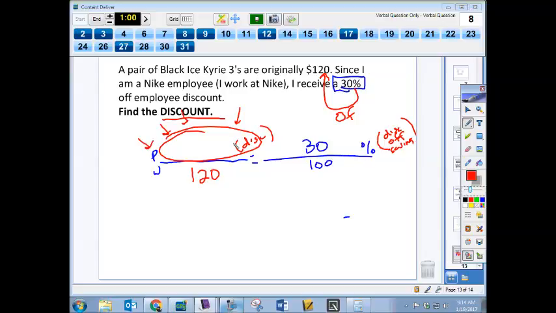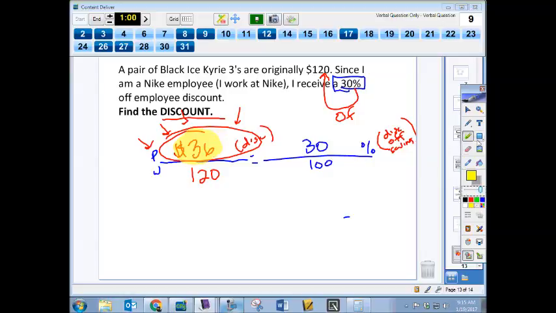So you had to cross, multiply, and divide. 30 times 120 is 3,600. 3,600 divided by 100 is going to give me $36. That right there is the discount. Nothing more, nothing less, $36. That's what it is. Okay?